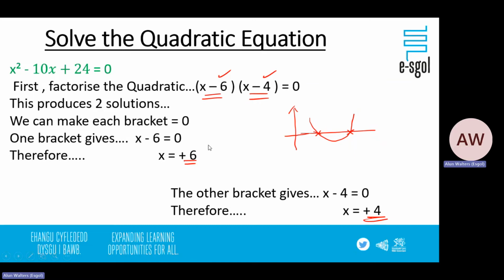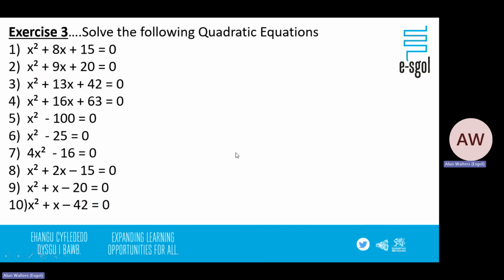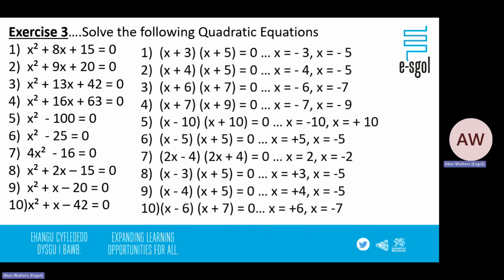I've got a number of questions I'd like you to try, so pause the screen once I show you the questions. There they are. You need to factorize everything, the 3 types of factorizing I've done so far, and just make those brackets equal to 0. Okay, so off you go. Okay, these are the answers.